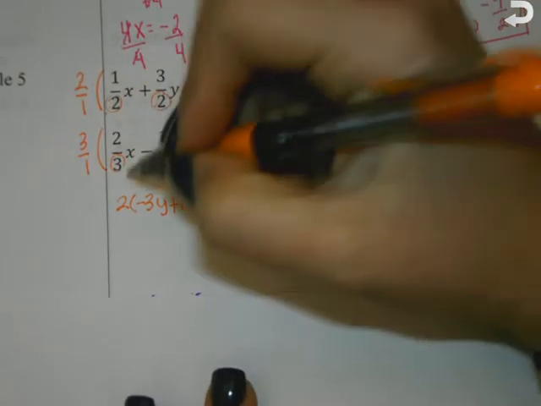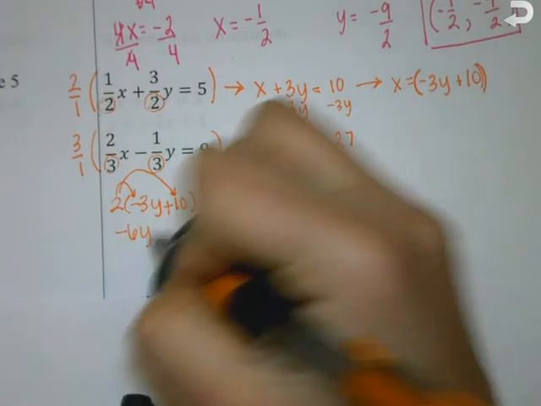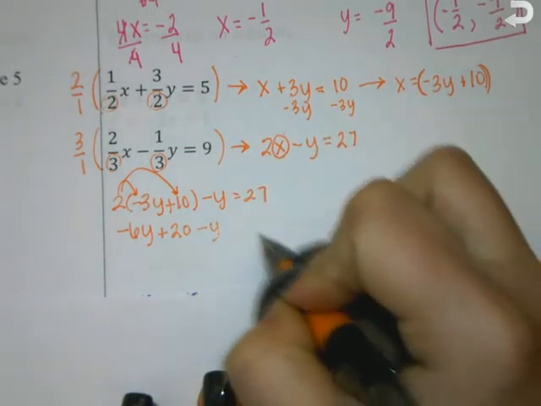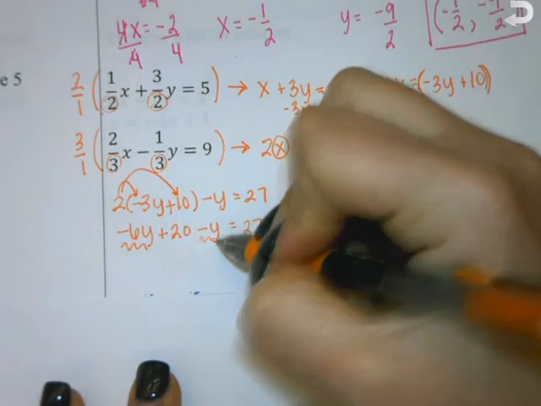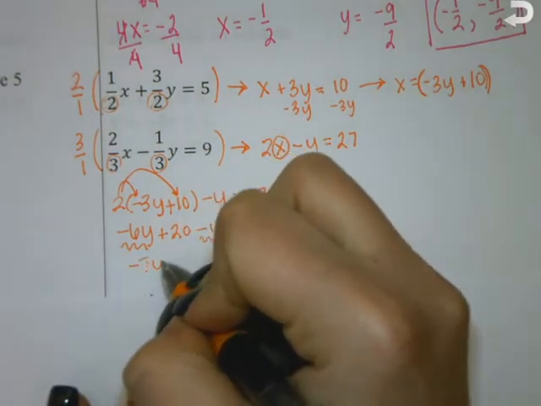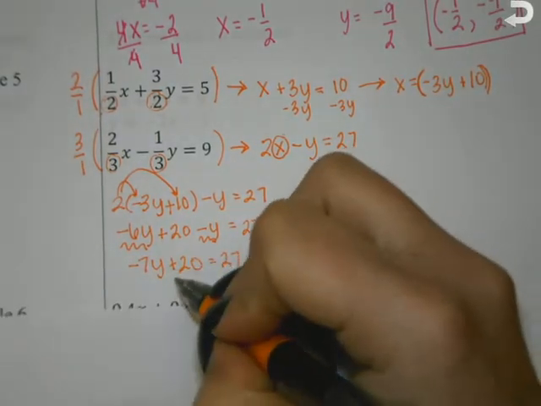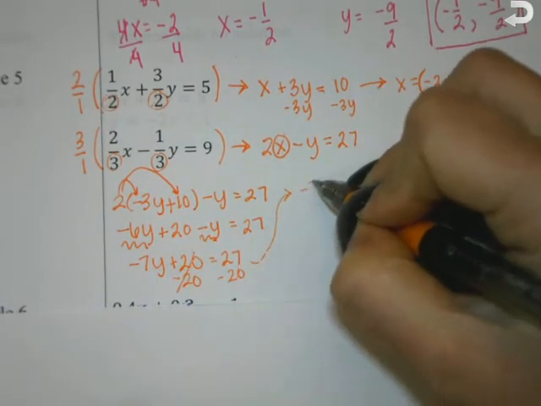Distribute. So 2 times negative 3y gives me negative 6y, and 2 times 10 gives me positive 20, and then we have minus y equals 27. And then I saw a couple different things. I saw some people moving things to the other side at this point, although I think it's easier if you combine like terms first. So negative 6y minus y, what does that give me, guys? Negative 7y plus 20 equals 27. And now what would I do? Subtract 20. I ran out of room. And that gives me negative 7y equals 7.